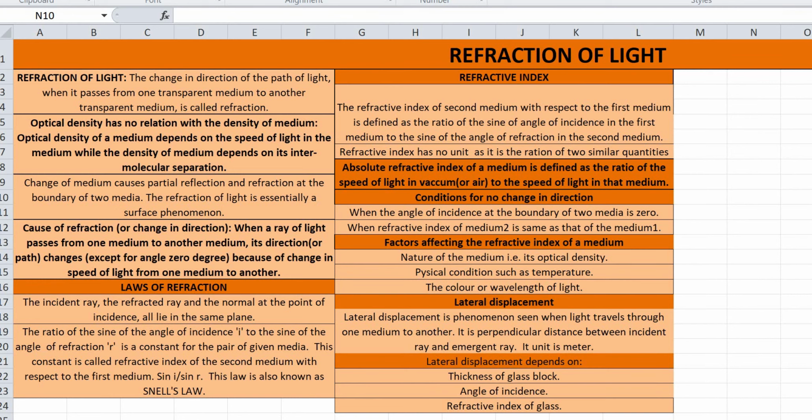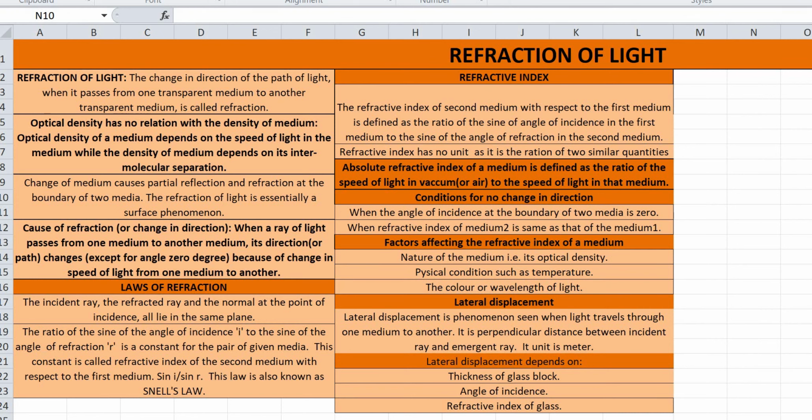Next is lateral displacement. So how do we define lateral displacement? Lateral displacement is a phenomenon seen when light travels from one medium to another. It is the perpendicular distance between the incident ray and the emergent ray. Its unit is meter, because it is a measure of distance.